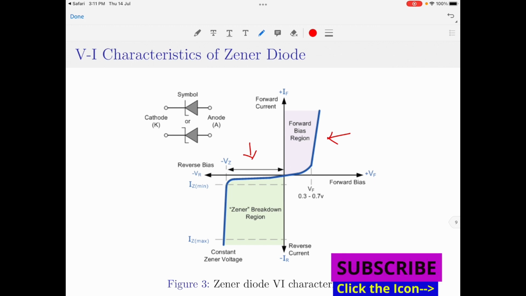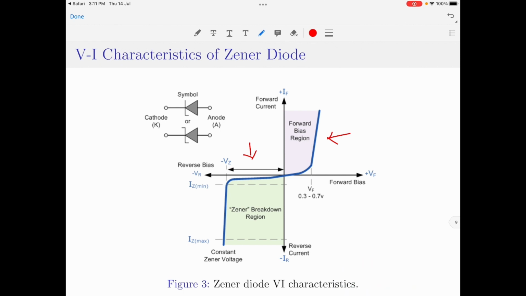You must note that this type of breakdown in a diode, which is caused because of high kinetic energy of electrons, is called avalanche breakdown. Please note, we have not shown the avalanche breakdown in figure 3, but avalanche breakdown is being discussed as a prerequisite to Zener breakdown. So let us now discuss the Zener breakdown.